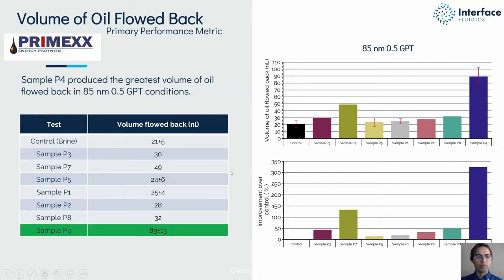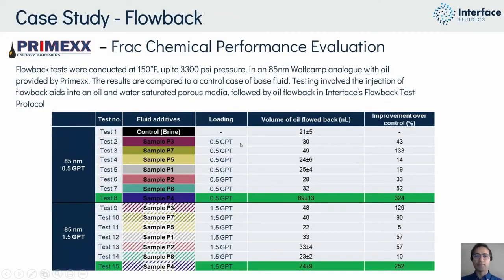We used the Wolfcamp analog here, which had 85 nanometer pore throat size, around 5.5% porosity, and around 900 nanodarcy permeability. The next step of this work was that we tested all of these additives at 2 different loadings, 0.5 and 1.5 GPT. So we basically tripled the dosage just to see the impact of the surfactant concentration on the oil flowback.